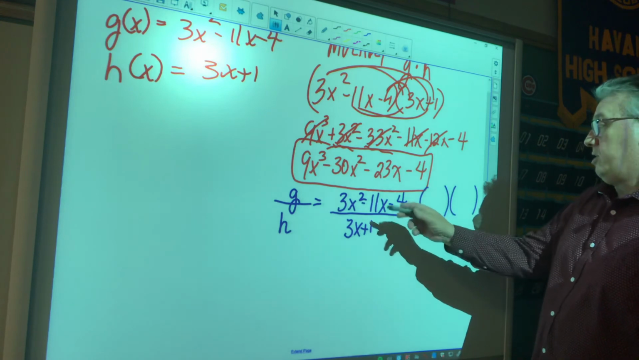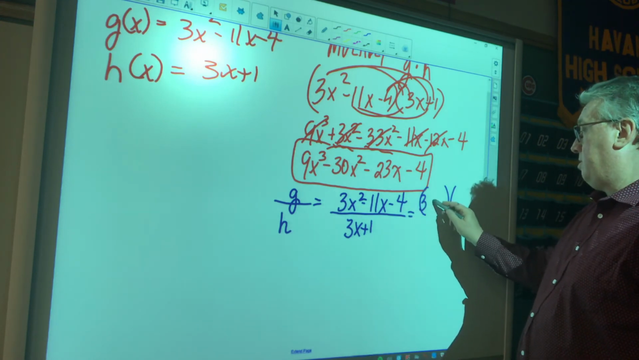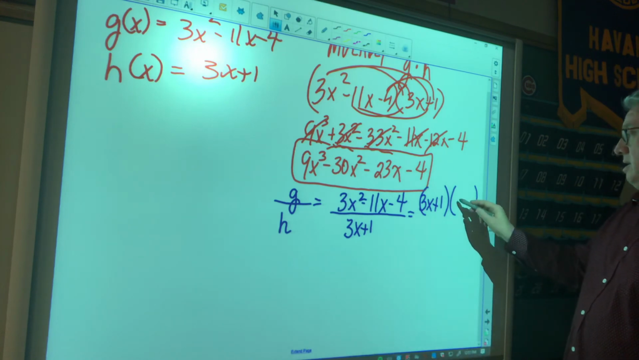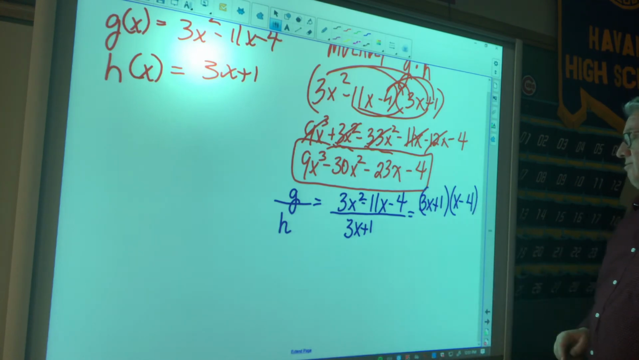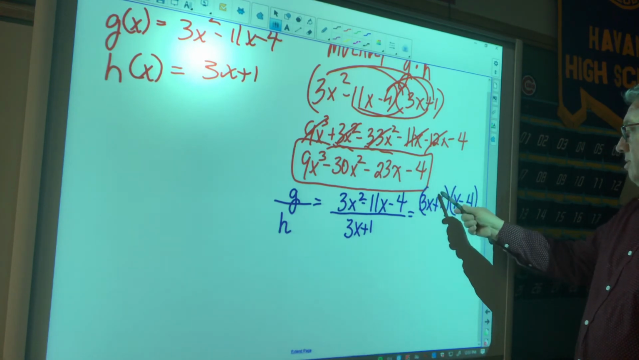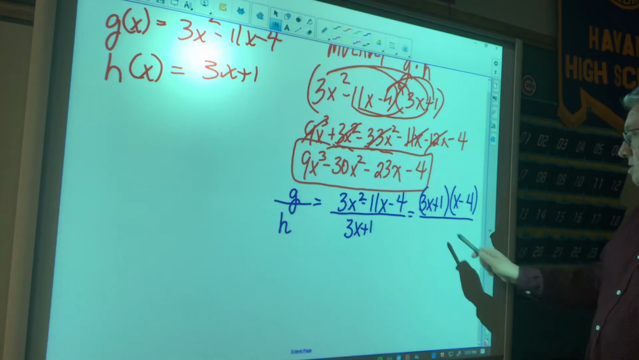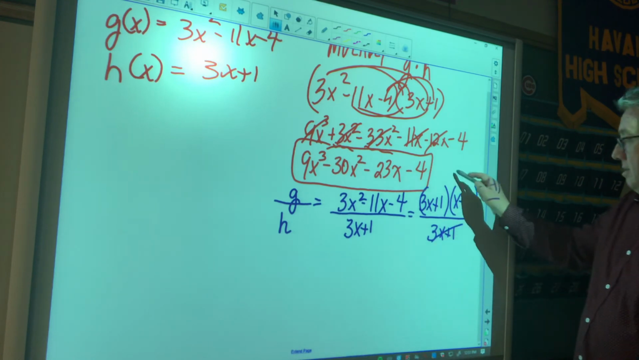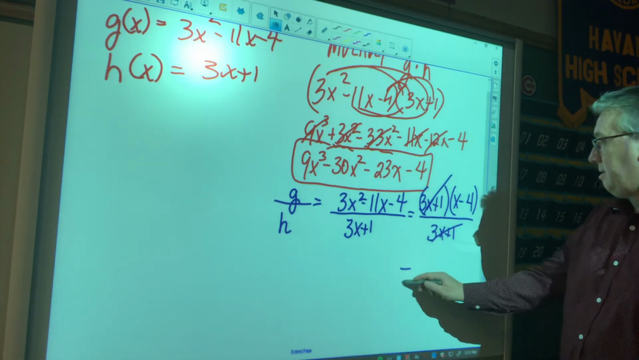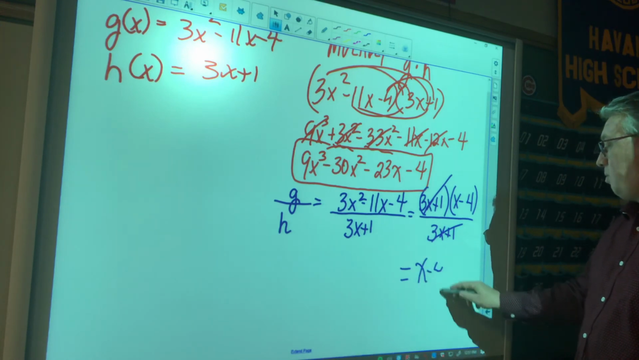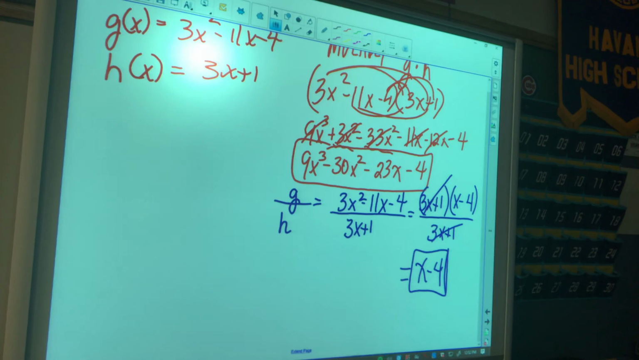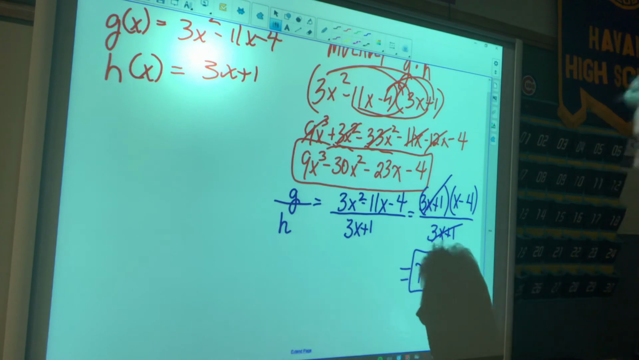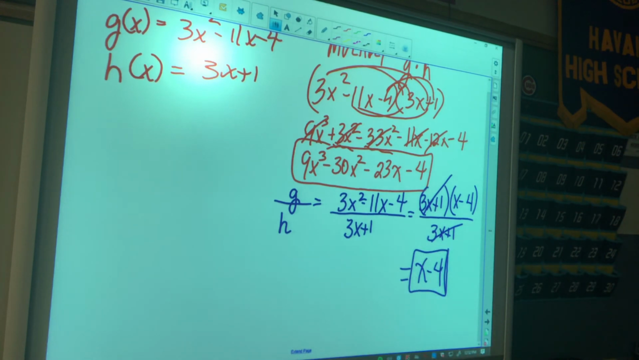Okay, looks like we're going to get 3x plus 1, x minus 4. Okay, let's check that real quick. Negative 12 plus 1, negative 11, that works. Over 3x plus 1. Can we simplify? Yes, sirree, Bob, we can. Those cancel. We get x minus 4. That is our result. Okay? So if we're dividing g divided by h, our answer is x minus 4. Just a simple linear binomial.